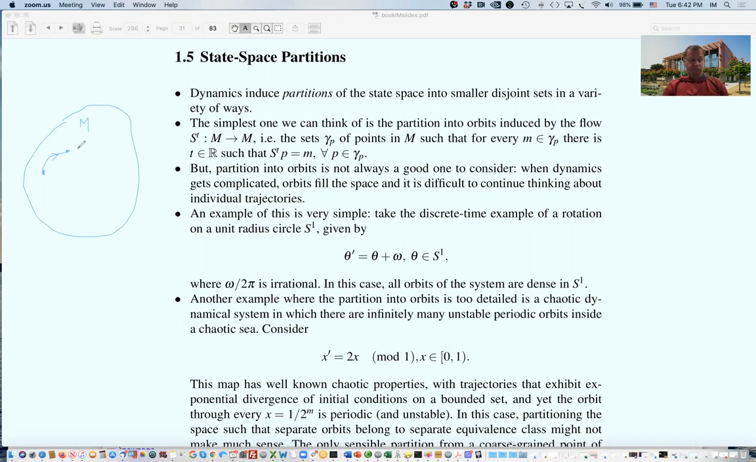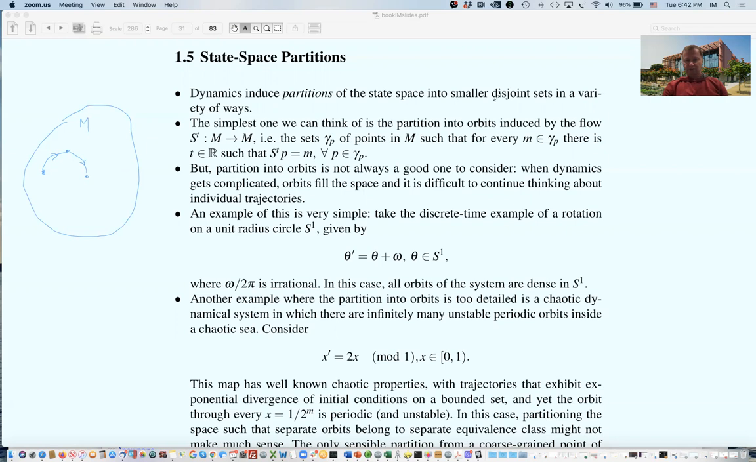For example, one such subset is an orbit. So it's the set of all the points that the trajectory reaches in backwards and forwards time. And one can start thinking about partitions of the state space. The simplest one that one can think of is precisely the partition into orbits. So a partition is a splitting of the set M into subsets, such that the union of those subsets is M itself, and they don't intersect.